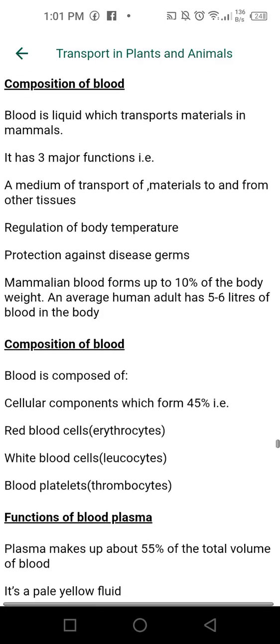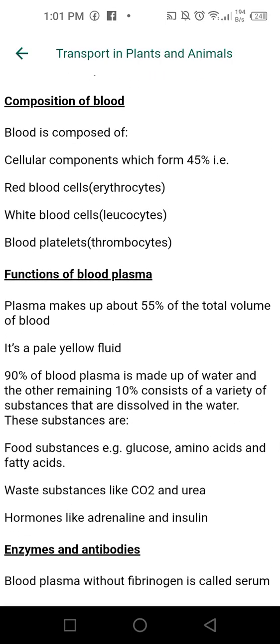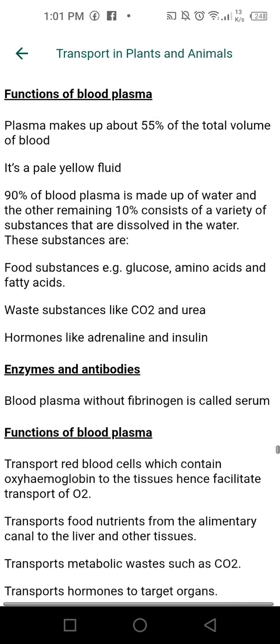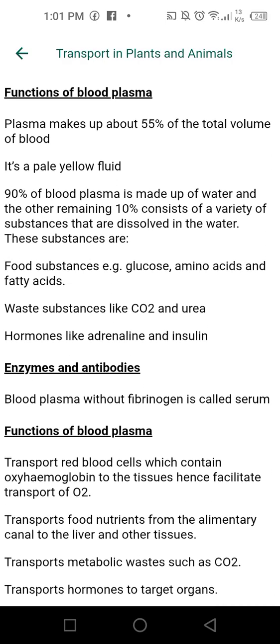Composition of blood. Blood is composed of cellular components which form 45%, i.e., red blood cells, erythrocytes, white blood cells, leukocytes, and blood platelets, thrombocytes. Functions of blood plasma. Plasma makes up about 55% of the total volume of blood. It's a pale yellow fluid. 90% of blood plasma is made up of water and the remaining 10% consists of a variety of substances that are dissolved in the water.